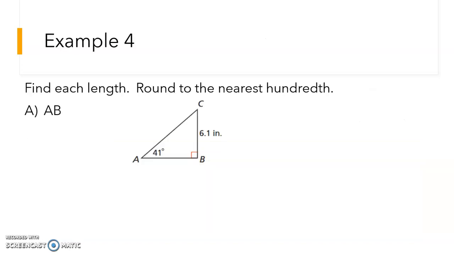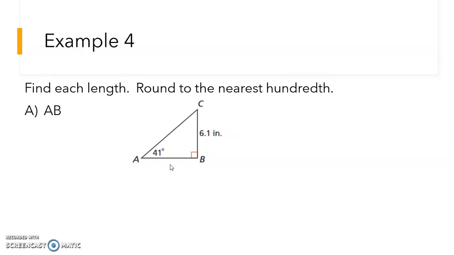In example 4, they ask you to find the length of each side. They want you to round to the nearest hundredth. So in letter A, they want you to find AB, which is right here. And they've given you this angle, 41 degrees, and the side over here, which is 6.1. Now notice the 41 is opposite the 6.1. So this is the opposite side. And I want to find the length of AB.